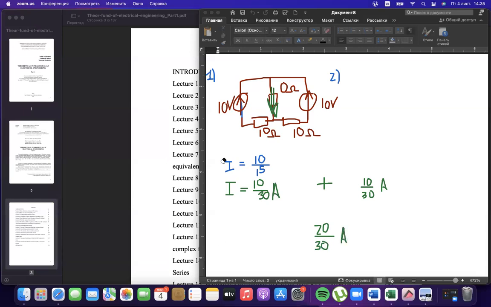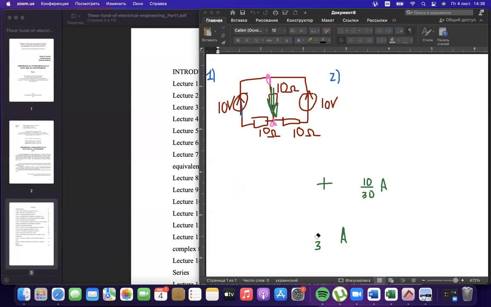And as you see, we solved this task without any mesh currents, without any node voltages, because if we have two sources in the previous methods, we should use either mesh currents or node voltages methods to find the potentials of some nodes. And it will be some system of equations with a solution. But here, without any system, just using the total resistivity of the system, we find the total current from both sources. And everything is okay.